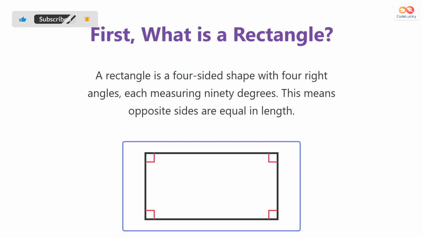Let's start with the basics. A rectangle is a shape with four sides. What makes it special is that all four of its corners are right angles, meaning they each measure 90 degrees. Because of this, the sides opposite each other are always equal in length.